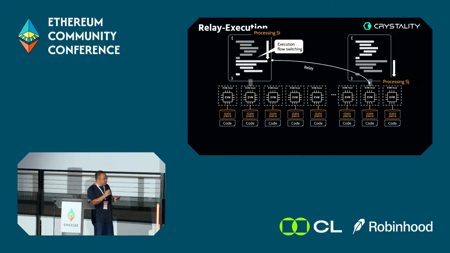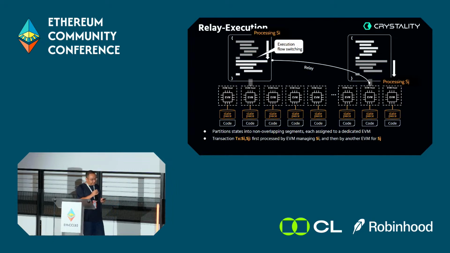We use three major steps to implement Crystality. The first step: we partition states into non-overlapping segments. Each segment is assigned to a dedicated EVM instance at runtime.